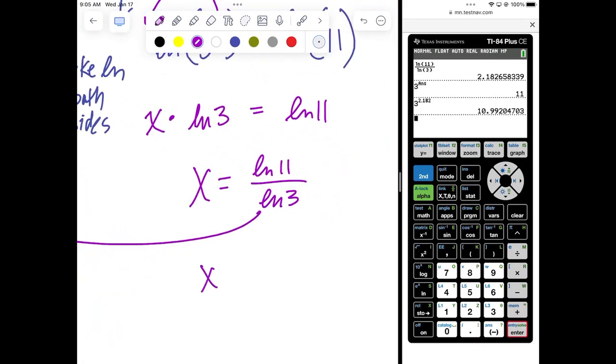Now, even if we did the natural log, you could condense this down using the change of base formula, and you can condense it down to log base 3 of 11 if you needed to. The change of base formula is very useful.